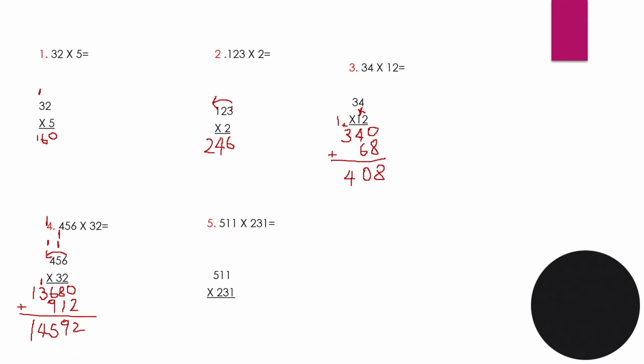14,592. And as you can see, there are 3 digits. We're working from the right hand across, so whenever we reach 3 digits, 1 2 3, you can put a comma that will represent that. So here we have 14,592, right? And next question is number 5, where we're going to work with a 3-digit times a 3-digit number.